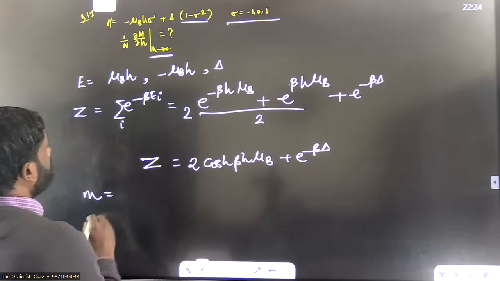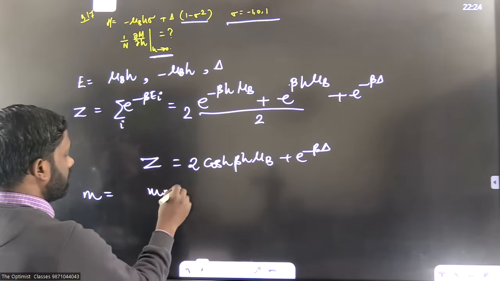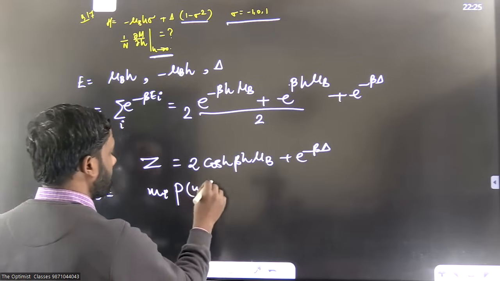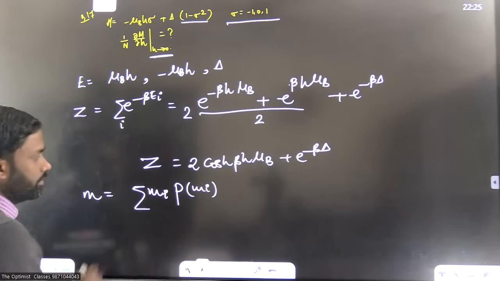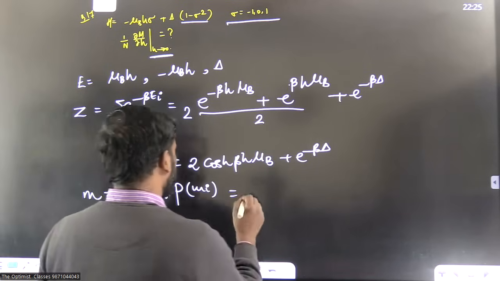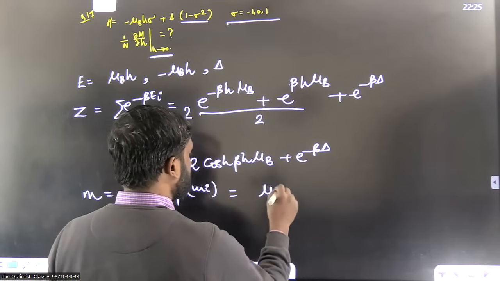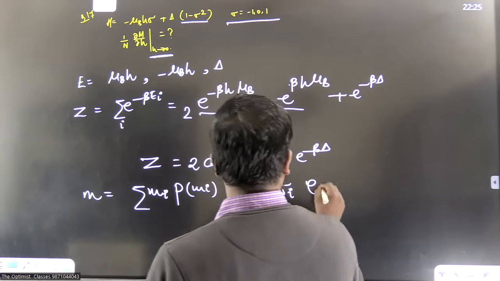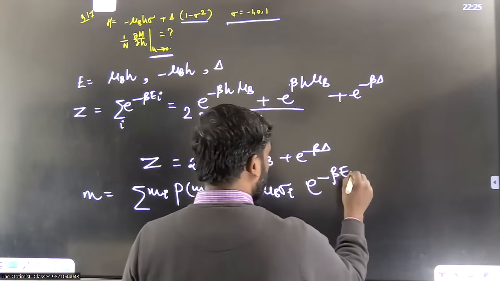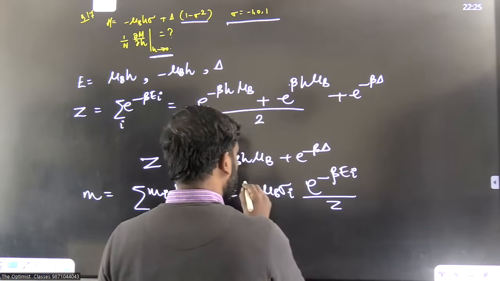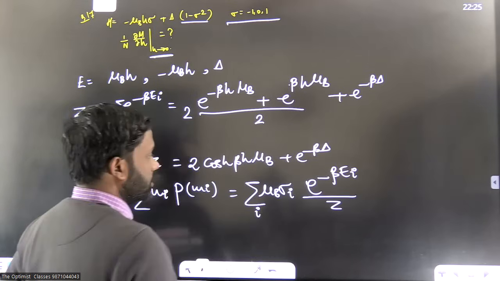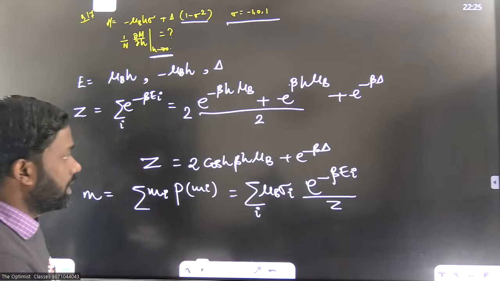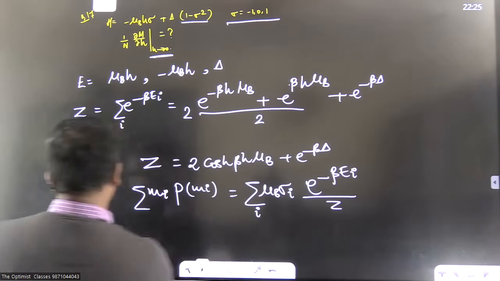So this will be the magnetic moment of an individual particle times the probability of having that magnetic moment, and sum over all. Basically the magnetic moment is mu b times sigma i, and the probability can be written as e to the power minus beta e i divided by z, summed over all i. So that is the magnetic moment per particle. For n particles, we can just multiply by n. Okay, so let us calculate it.